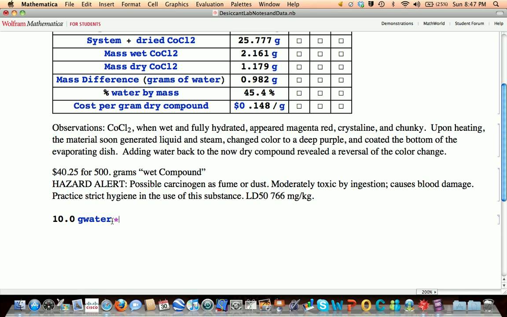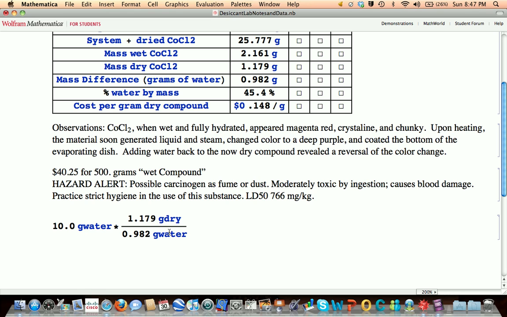So what could I do? So let's see. I know that for every, let's see what I have up here. I have mass of the wet, mass of dry, difference. That's how many grams of water there are, right? So let's see. I know that I will get, let's put a ratio in here, 1.179 grams of dry at the same time that I get 0.198 grams of the wet, of water, right?